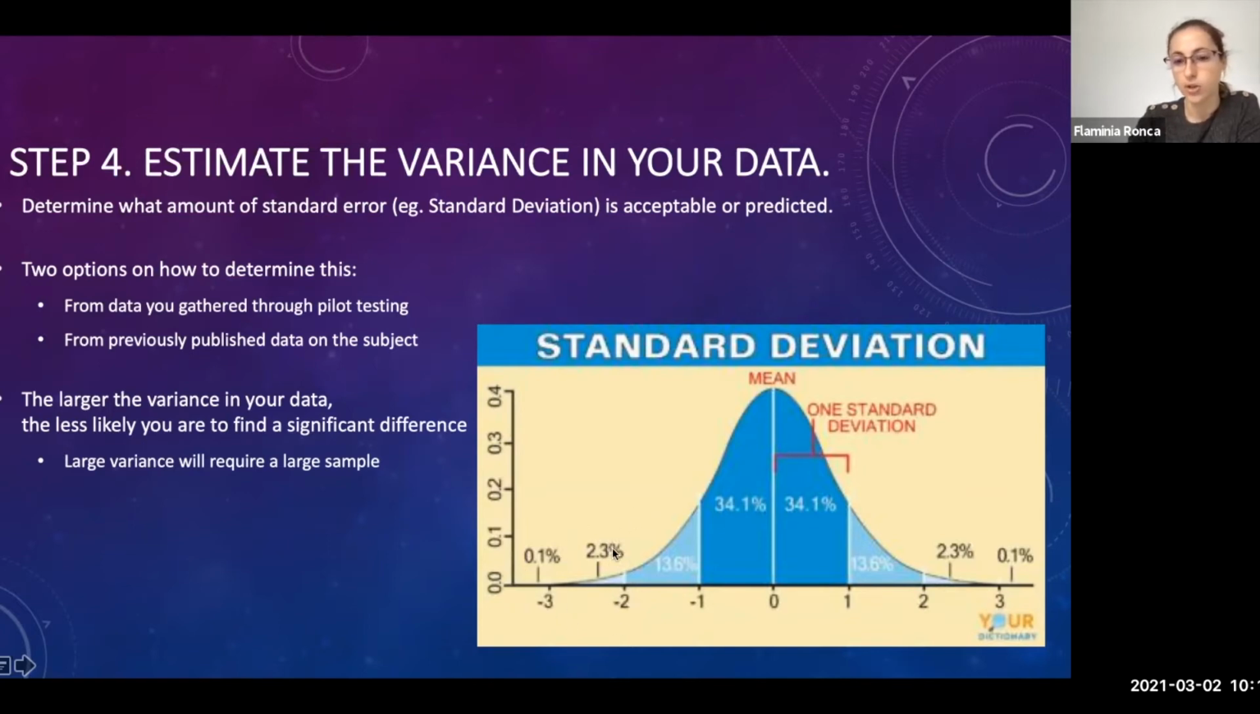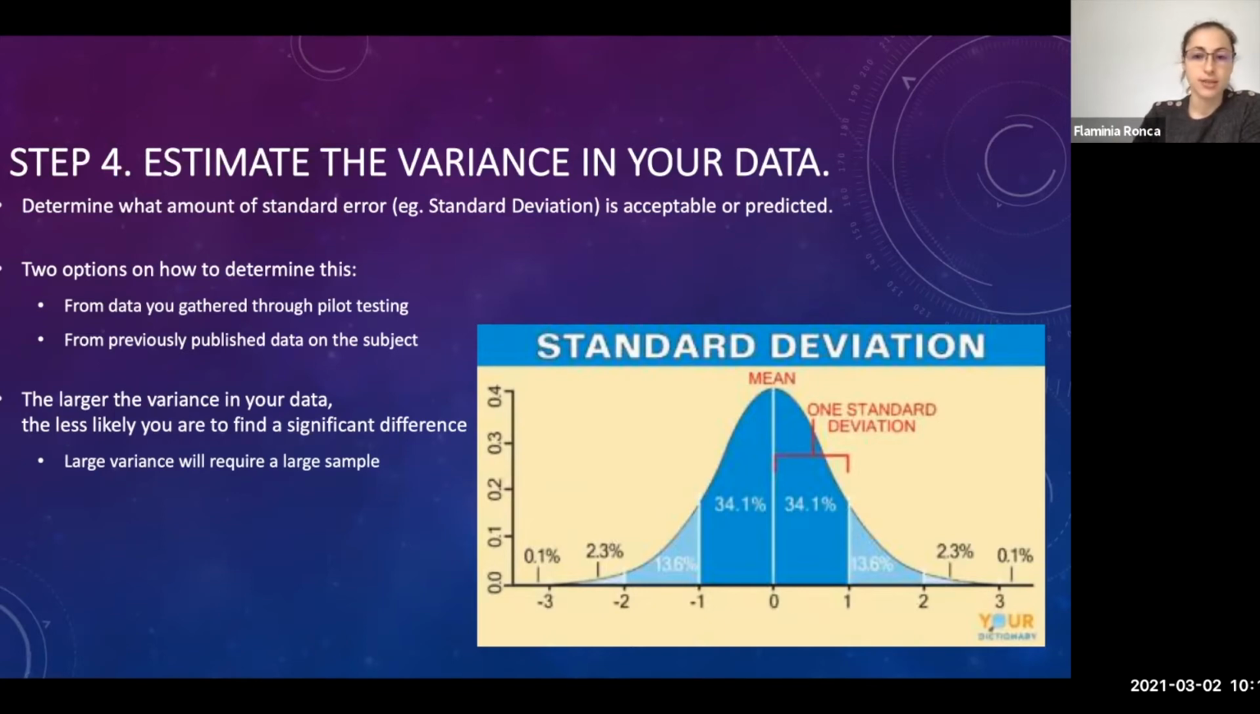So when we say that there's a standard error, in this case a standard deviation, you've got the mean and then a standard deviation of up to here and up to here. So this would be plus or minus, let's say the population has an IQ of mean 100 plus or minus 10, so 90 and 110. And that one standard deviation will give you the spread of most of the data. So in terms of power calculations, you need to decide what's an acceptable or a predicted standard deviation that you'll see in your data.